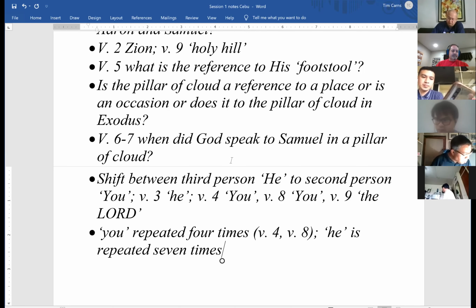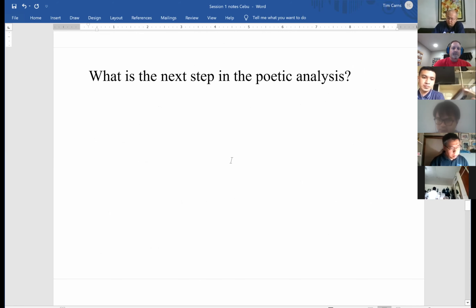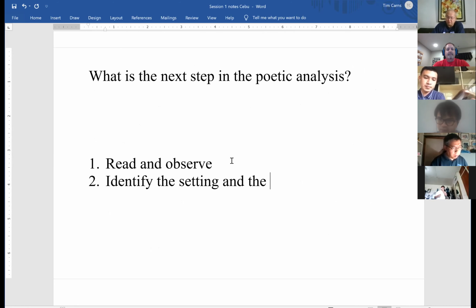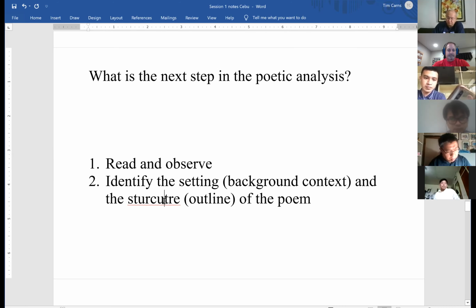All right. Now, what's the next step in poetic analysis? After we do the reading and the observations, so the first step is read and observe. The second step is to identify the setting, or the background context, and the structure, which the idea is an outline of the poem. Let me spell this correctly. Okay, so that's what we're going to do.